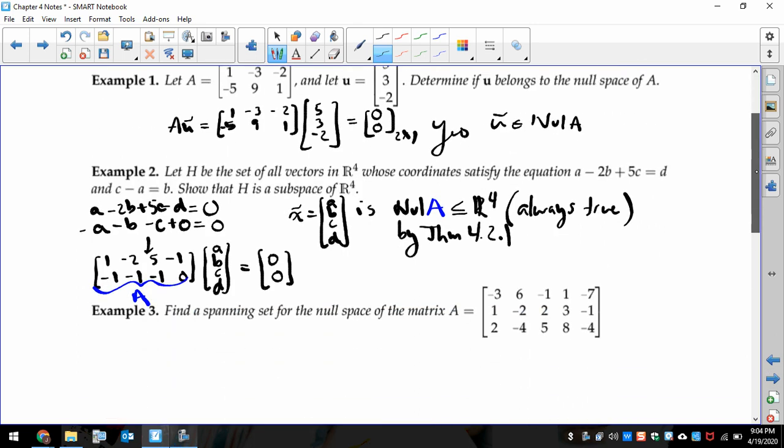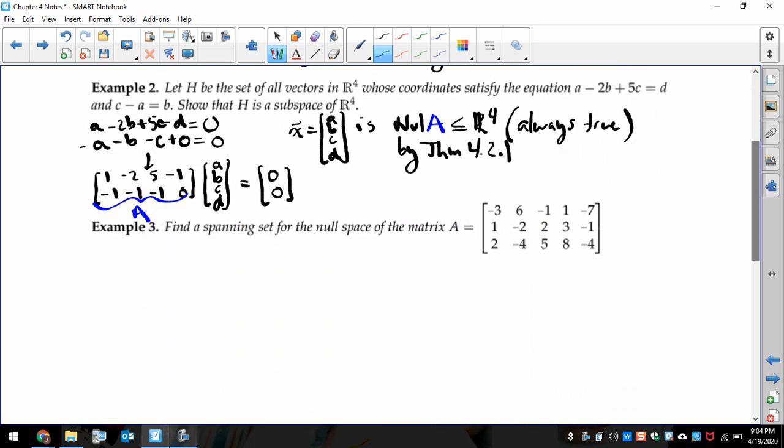So that's what we're seeing here in example 2. I think that's all they wanted us to realize. It takes a little bit of cleverness to get to the coefficient matrix and realize that it's just a matrix equation. And once you've realized it's a matrix equation, you realize that the set of solutions is really just the null space of that matrix.